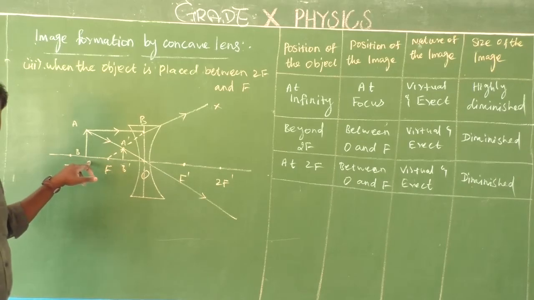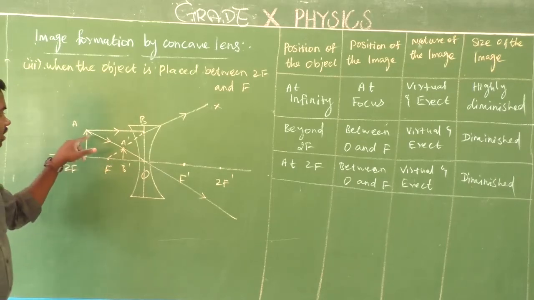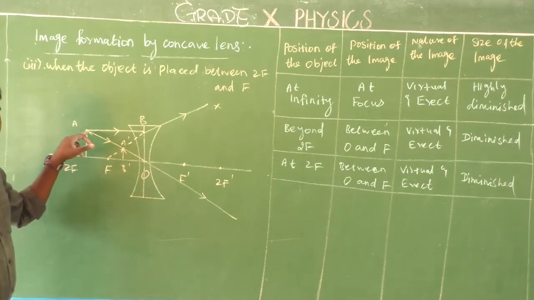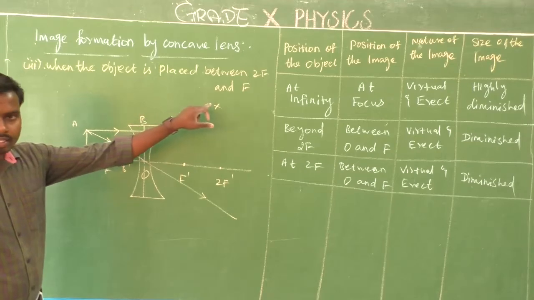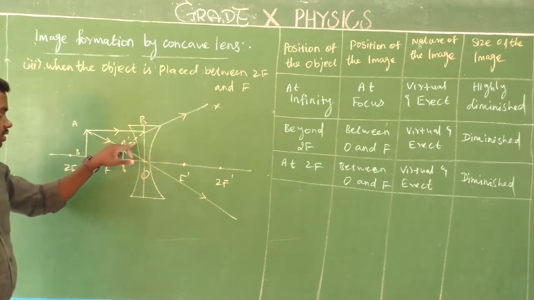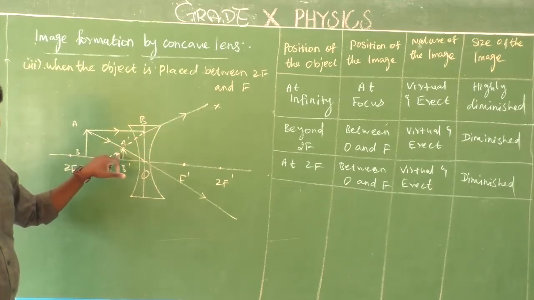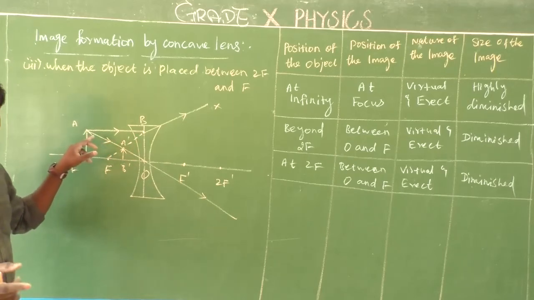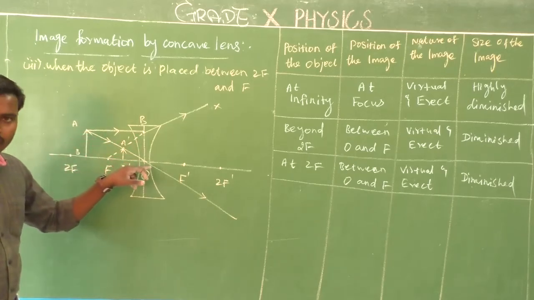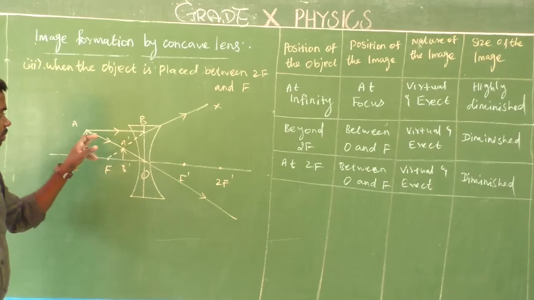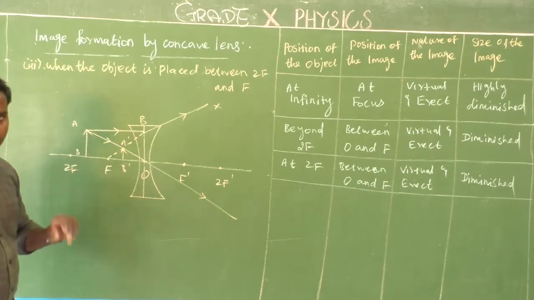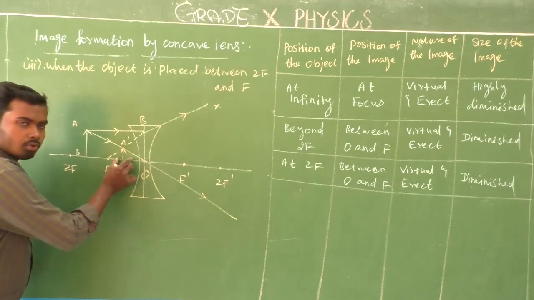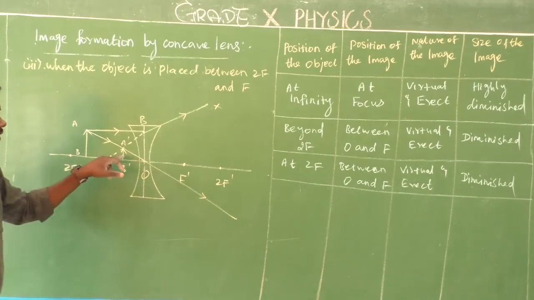Next, the object is placed between F and 2F. This is the object. Then the first ray of light is coming from the top of the object. After refraction, its direction changes into BX, but it appears to be coming from its focus. This is one refracted ray. Am I right? Yes. Next, the second ray of light, which passes through the optical center O, is coming from the top of the object. So this is a refracted ray, and this one a ray of light. So when two rays meet at a point, there will be image formation.